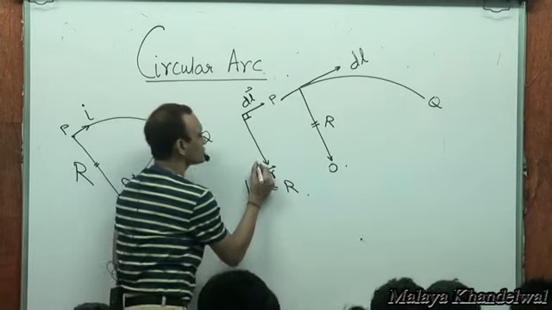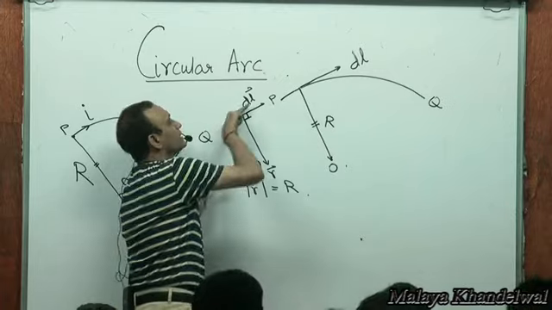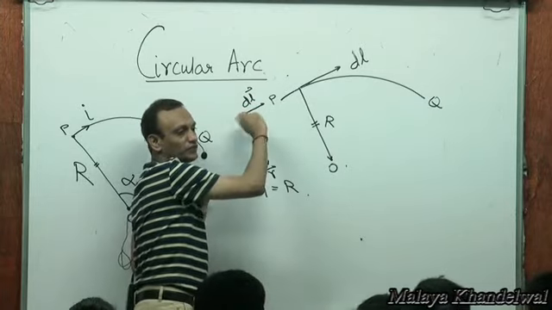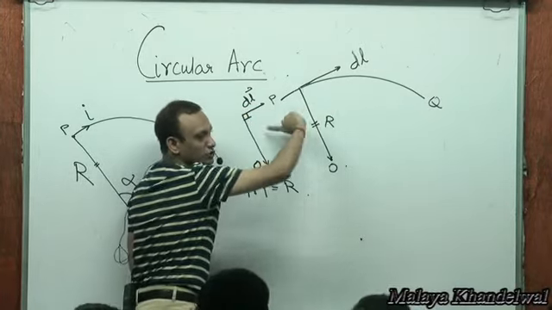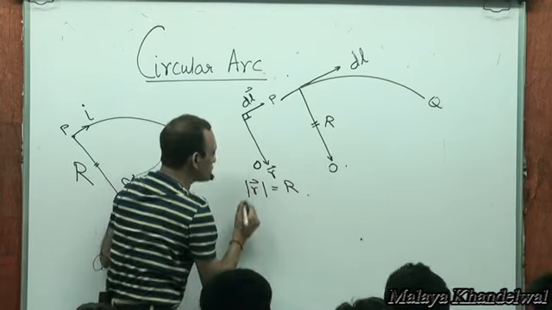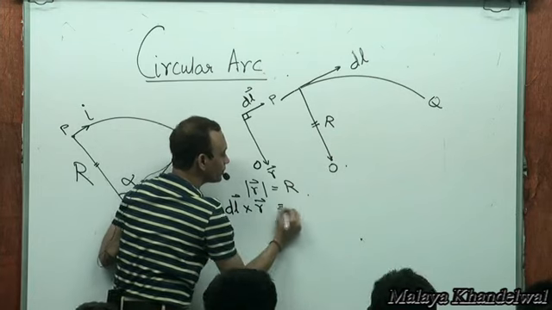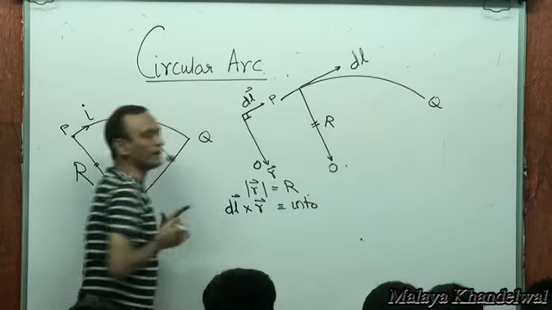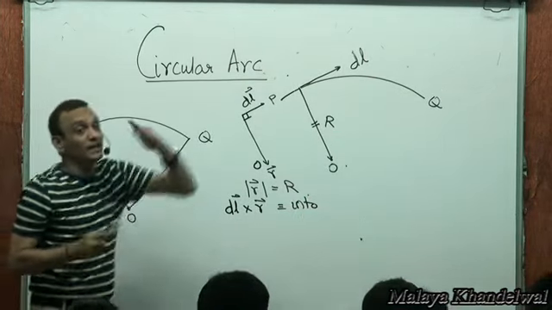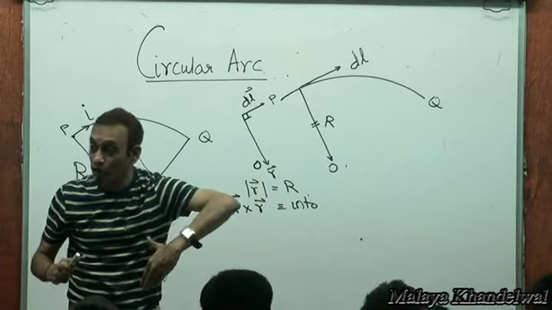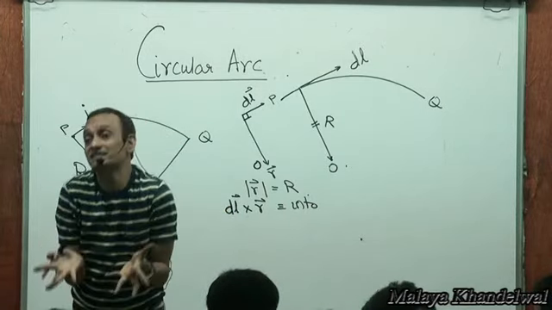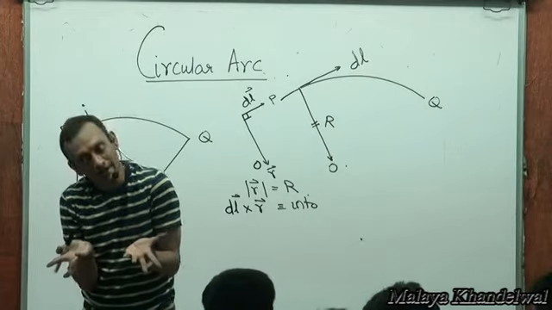Not only that, this is O. Realize that dl cross r would be into the plane of the board, for this being the trajectory of the current. So each dl cross r would be into the plane of the board. So all the dBs would be into the plane of the board. Therefore dBs could be added like scalars because they have the same direction, right?